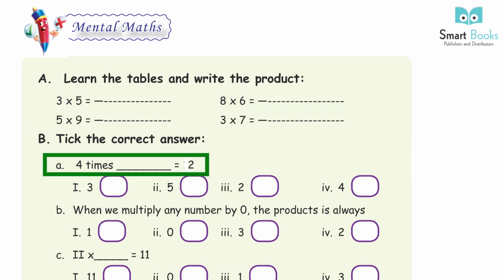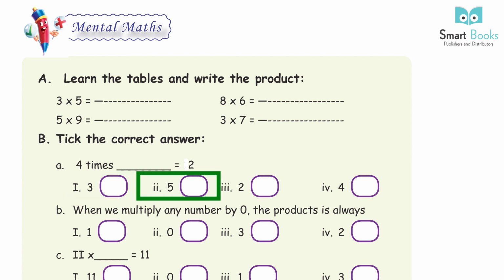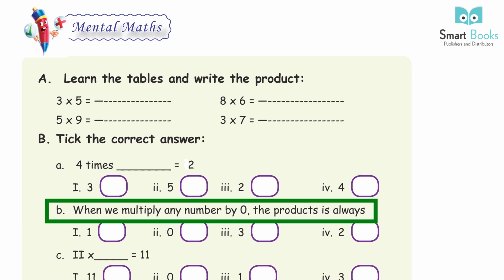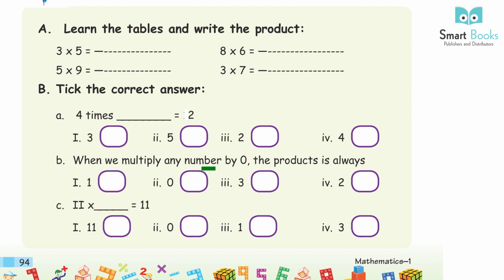A. 4 times dash is equal to 2. Options: 1, 3, 2, 5, 3, 2, 4, 4. B. When we multiply any number by 0, the product is always 1, 1, 2, 0, 3, 3, 4, 2. C. 11 into dash is equal to 11. Options: 1, 11, 2, 0, 3, 1, 4, 3.